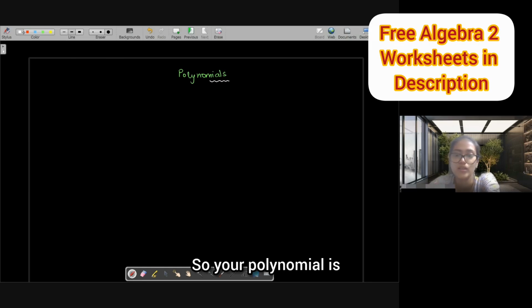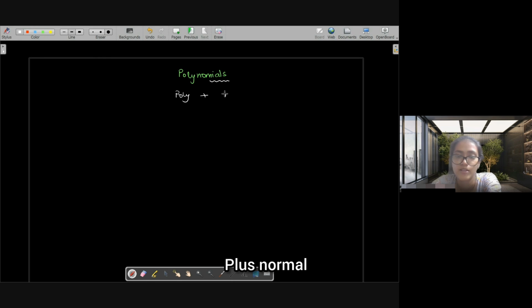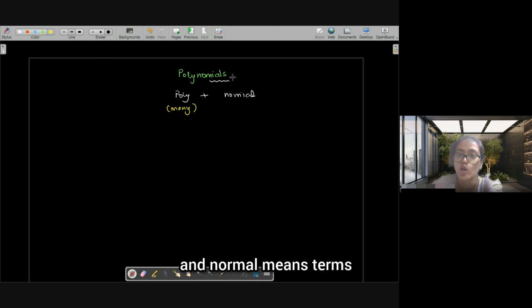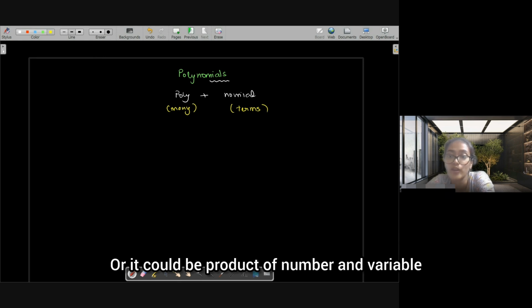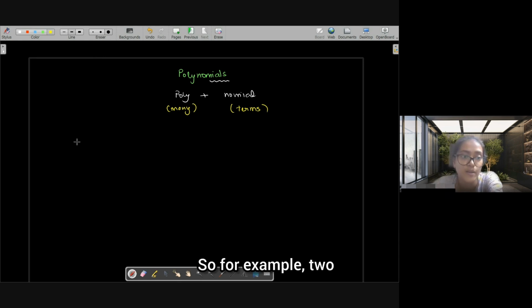So polynomial is made up of two words, poly plus nomial. Poly means many, and nomial means terms. A nomial could be a number, it could be a variable, or it could be a product of a number and a variable. So for example, 2 is a term.